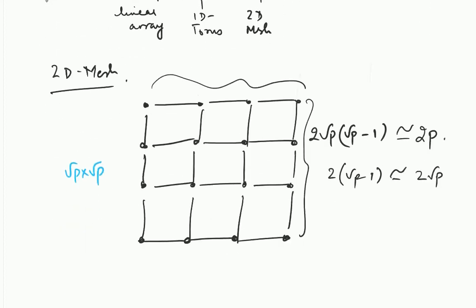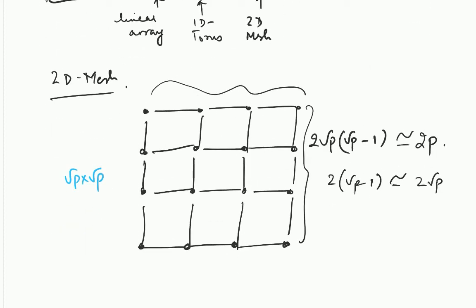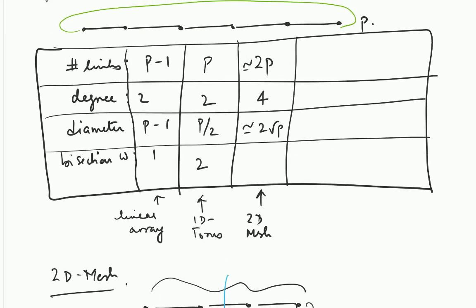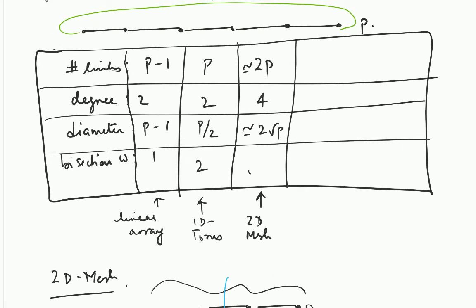And what about bisection width? So I'll just make a cut down the middle, right? How many links are crossing this? Root p. Okay? So the bisection width is root p.